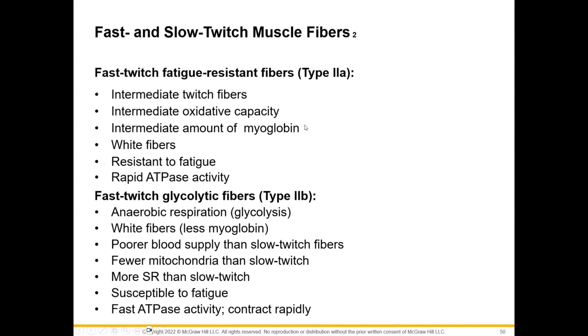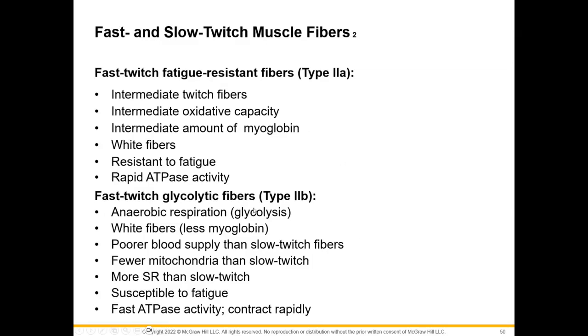Okay, your fast twitch fatigue resistant fibers are type 2A. They're an intermediate twitch fiber, so they're intermediate in their oxidative capacity. They also have an intermediate amount of myoglobin. They're more white fibers. They're still resistant to fatigue, and they have rapid ATPase activity.